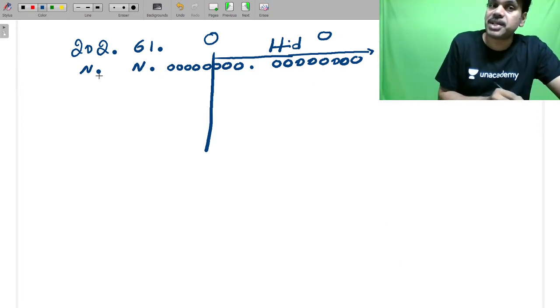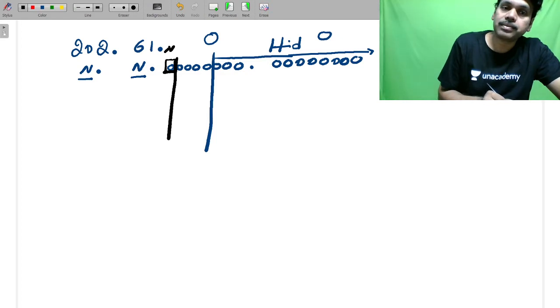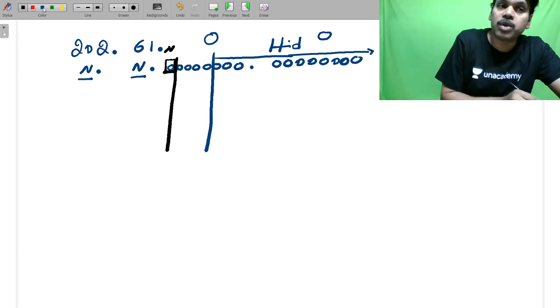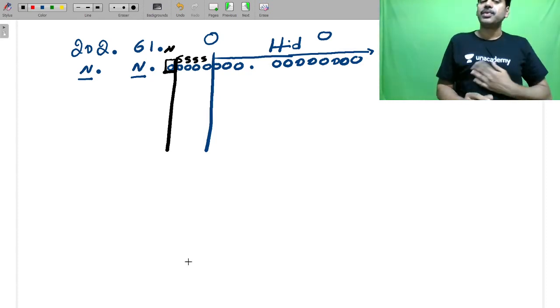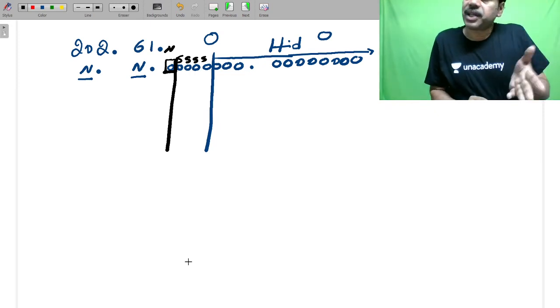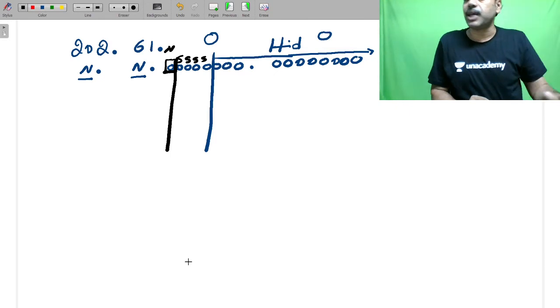Now 17 bits are NID. So 8 ones and 8 ones, and one more one is also required. This is also NID. Give the gap. And the remaining 4 bits, whatever are there, are subnetted. That's it. You got your answer. So 17 NID bits, 4 bits subnetting, 11 bits HID.